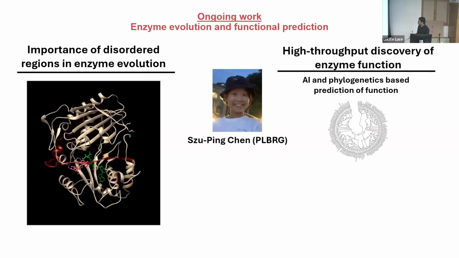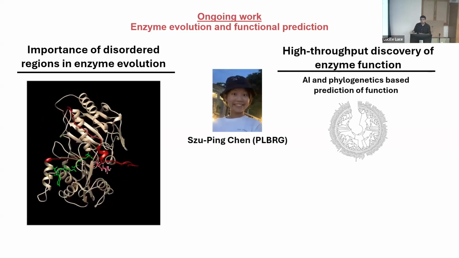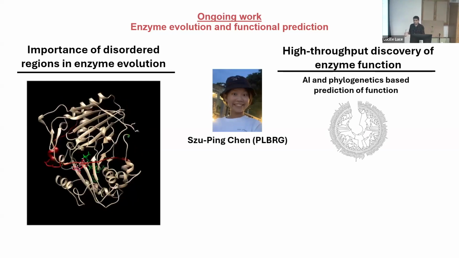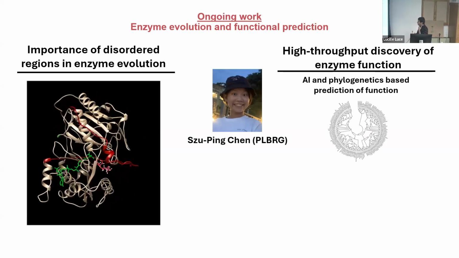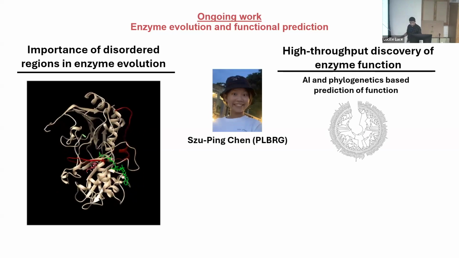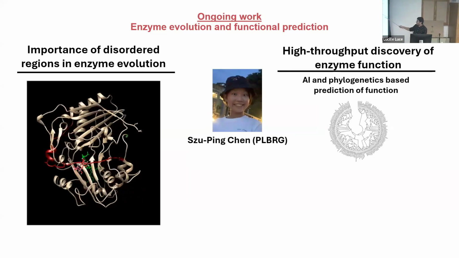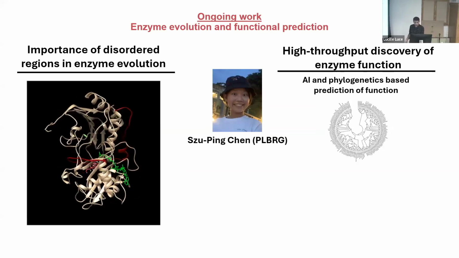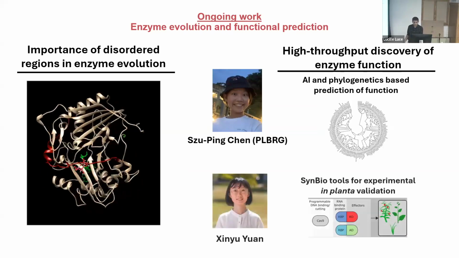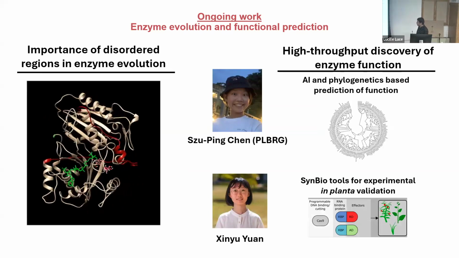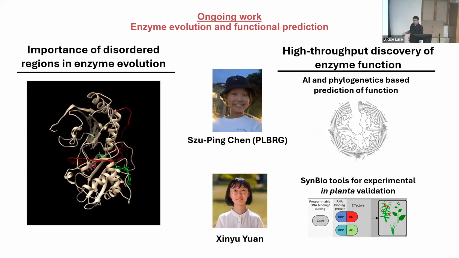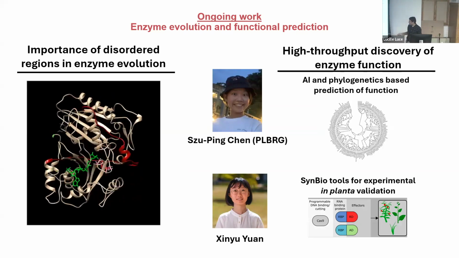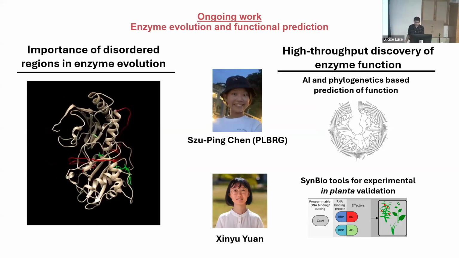And then, going to the broader scale of how we predict the activities of enzymes, how can we make protein function prediction better? Suping Chen is a first year plant breeding student. She is looking at AI models as well as phylogenetic based prediction of function in enzyme families. And then Xin Yu is a postdoc in the lab who's looking at validating these predictions using traditional approaches like VIGS, enzyme assays, as well as some synthetic biology techniques.